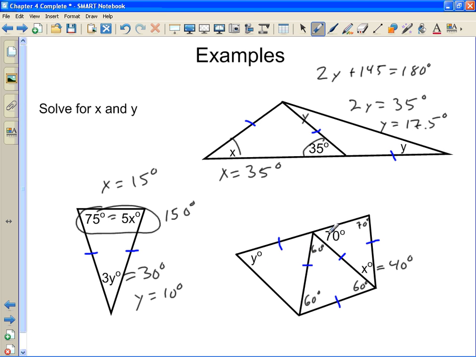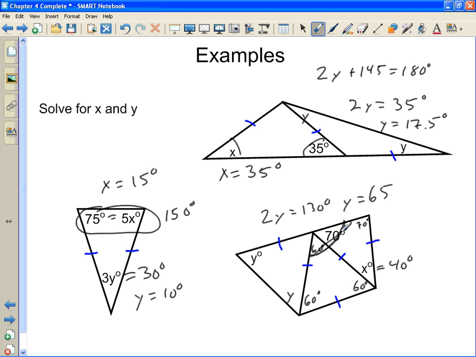Now for y, I've got this side and this side congruent, so this is also y. And I could see that this would be an exterior angle here. This angle is 130 degrees, and that should equal y plus y. So 2y should equal 130 degrees. So y is going to be 65.